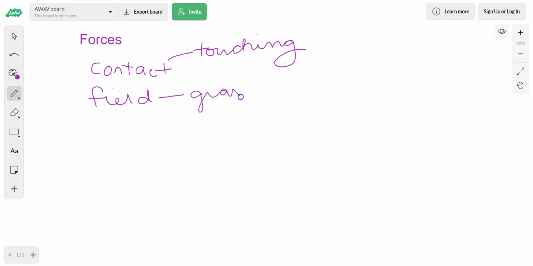So why is this important? Basically, contact forces only happen if there's a direct interaction, whereas field forces happen all the time. That's the major distinction. And that's really all that you need to know specifically about those two things. So in other terms of forces, we have a couple different types of forces.